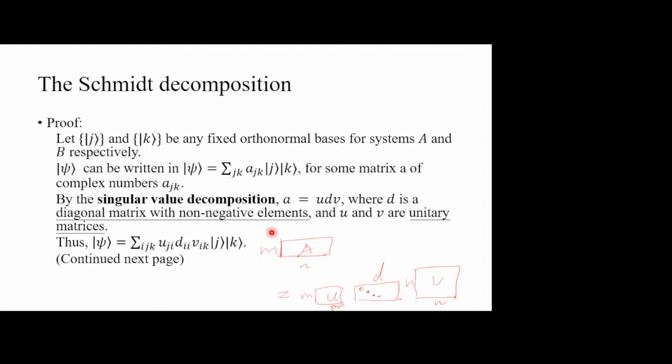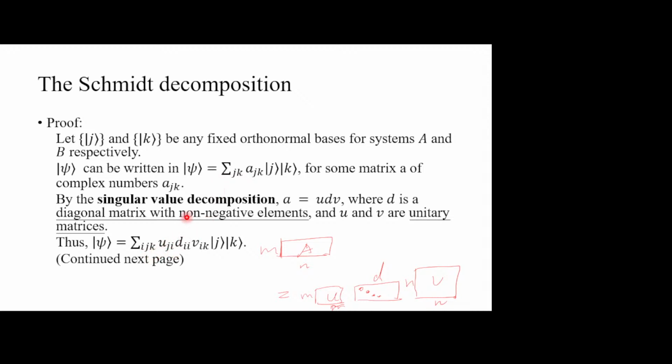But let's go back to quantum computation. So we have singular value decomposition, and as we say, we put the matrix A equal to this U matrix times D matrix times V matrix, and element-wise, this means that the JK element is the sum over I of U_JI D_II V_IK.